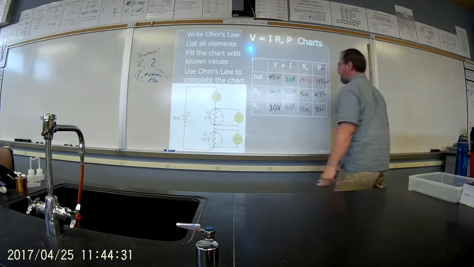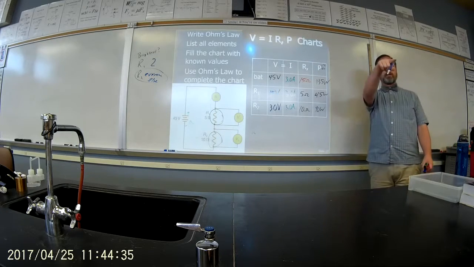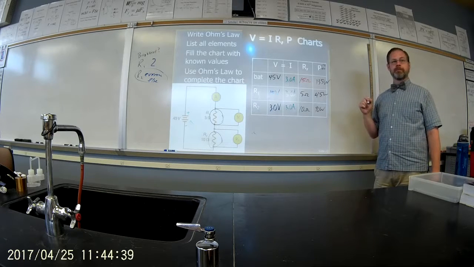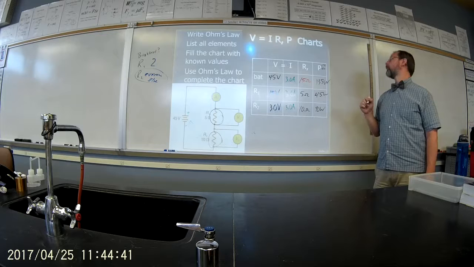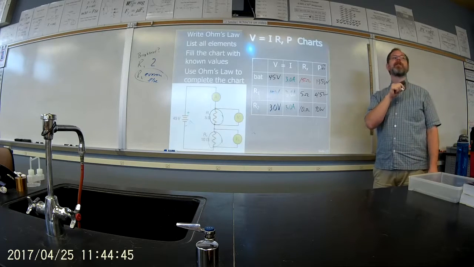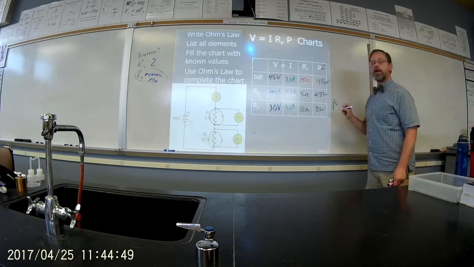Okay, so how do I know that R2 is the brightest? Who can tell me why I know R2 is the brightest? I wasn't really sure exactly, but all the numbers were higher, so I just assumed it would be the brightest. Okay, but there's one number in specific that's important. The power. What is power?